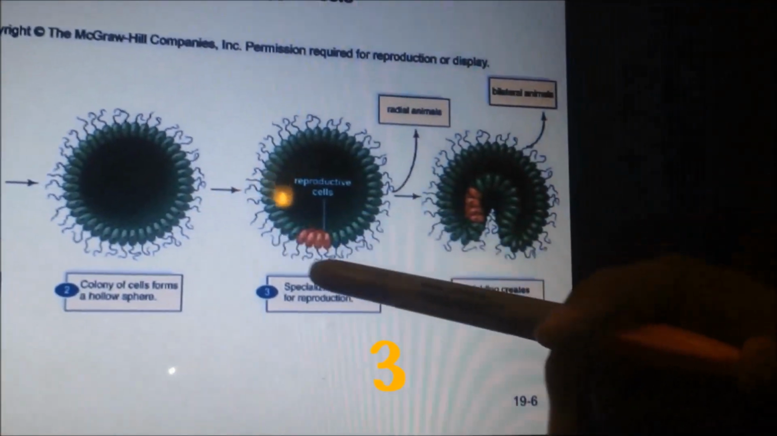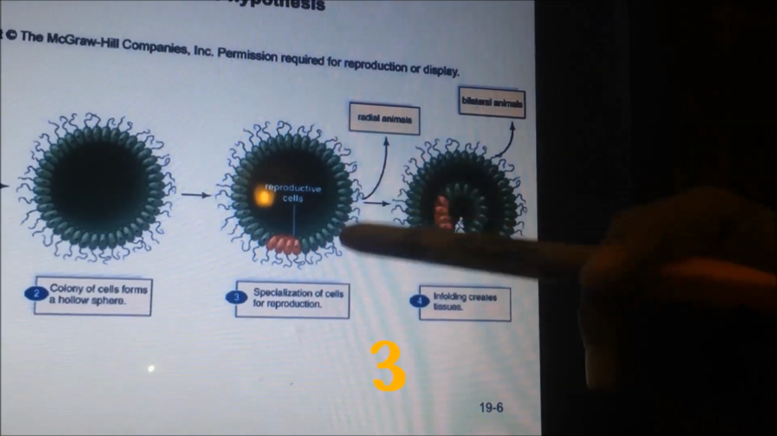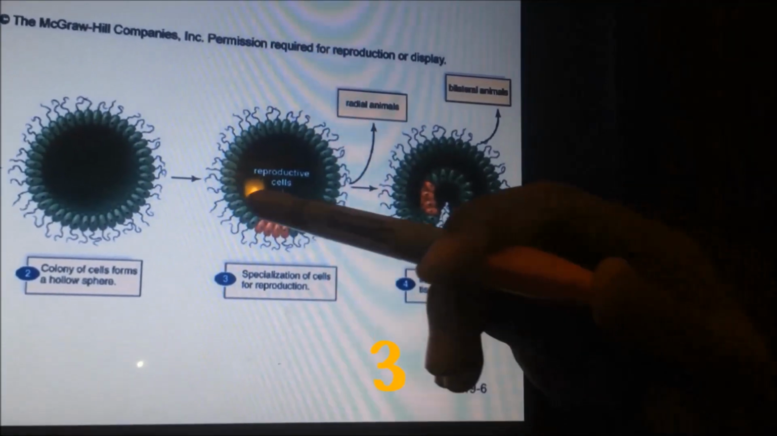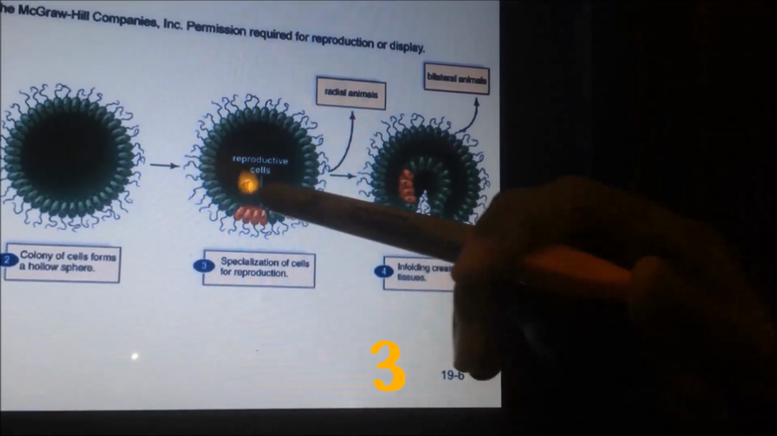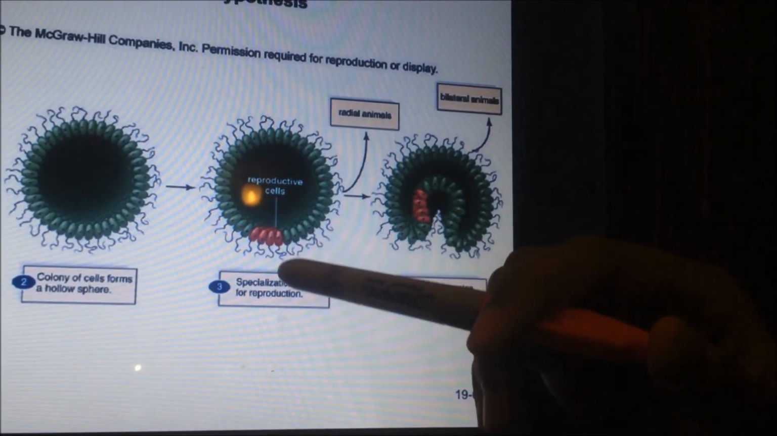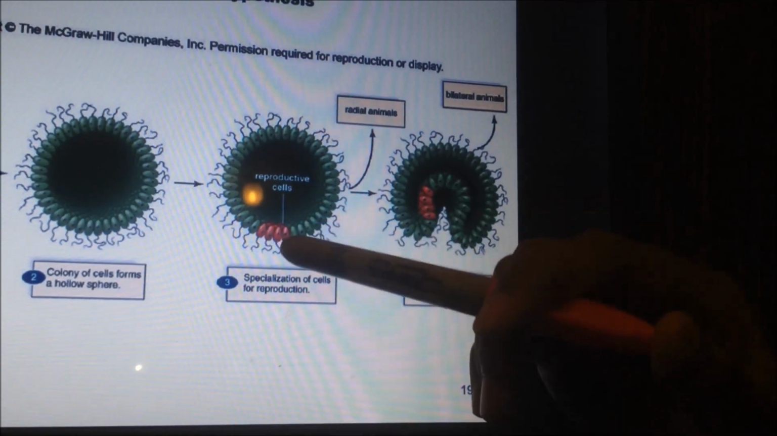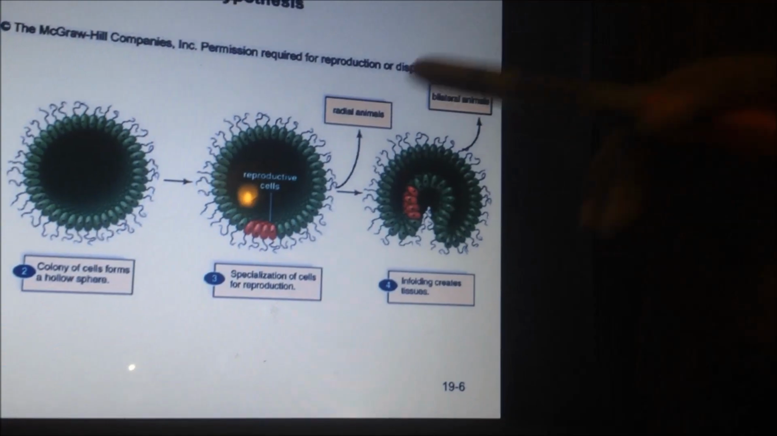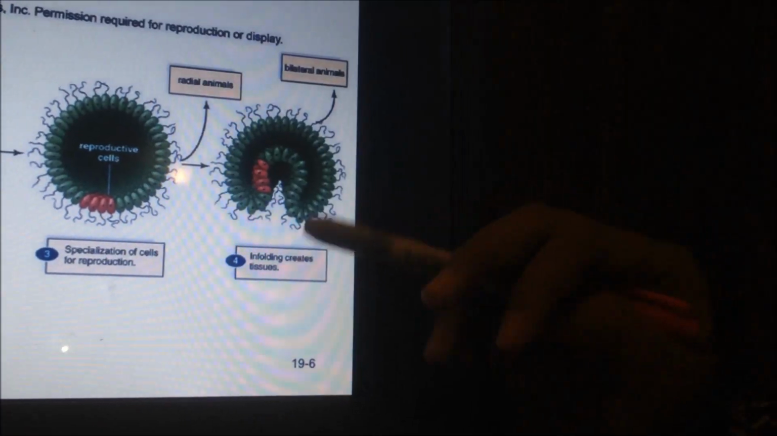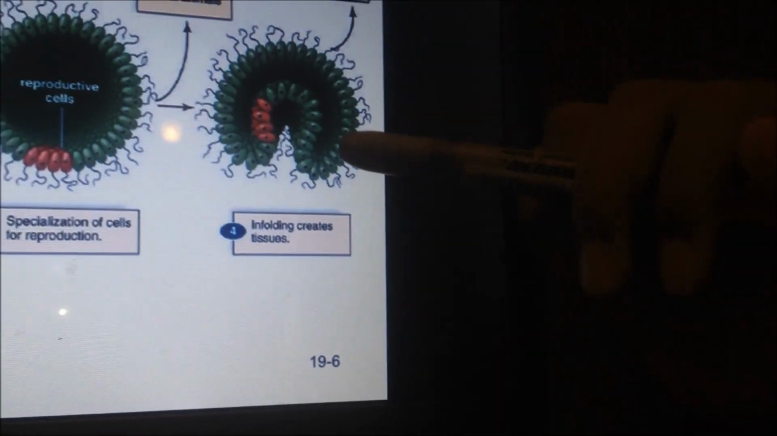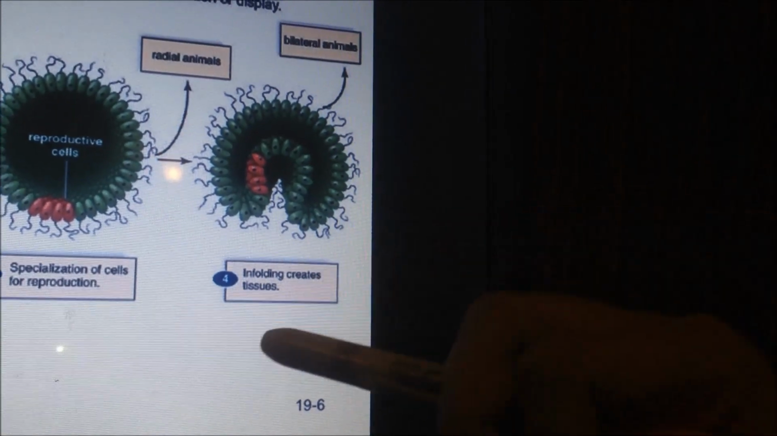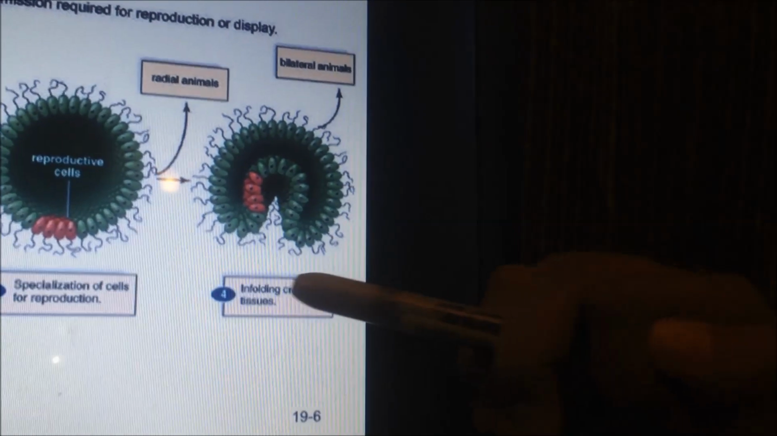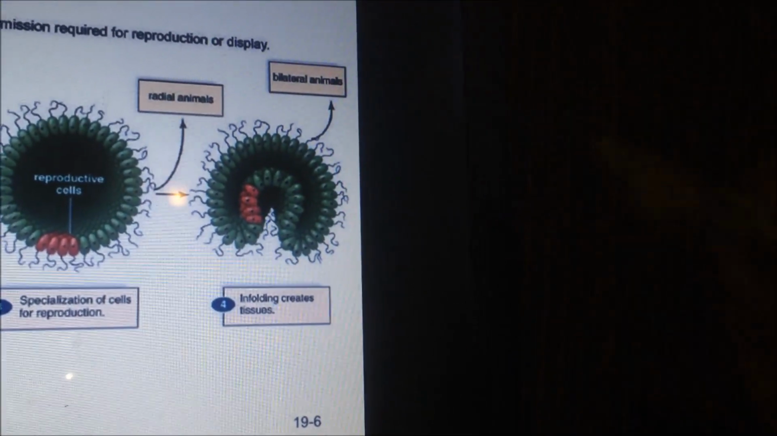Then some of the cells are interdependent on each other, and they have to specialize to survive. So these are the individualized cells, and they specialize into, for example, the reproduction cells. So they form radial animals that we will discuss later in the symmetry part. And also they have two layers of tissues arising by the enfolding of the cells, which means the enfolding creates tissues, and they form bilateral animals.